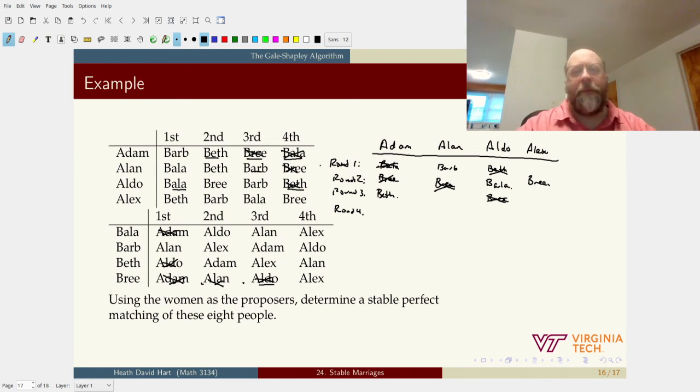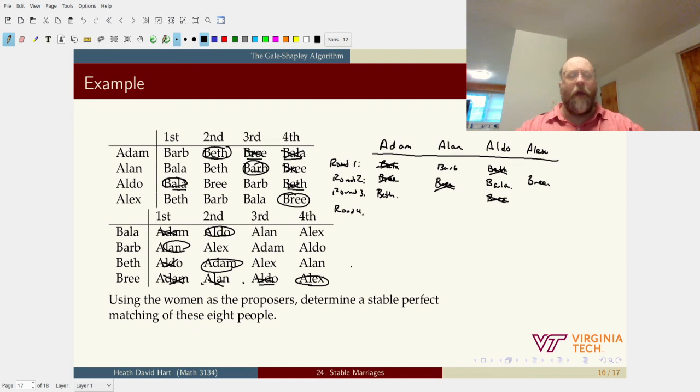So this is going to be our pairing. Bala goes with Aldo, Barb goes with Alan, Beth goes with Adam, and Bree goes with Alex. Okay? So Adam ended up with Beth. Alan ended up with Barb. Aldo ended up with Bala. And Alex ended up with Bree. All right. So that's what ended up happening.